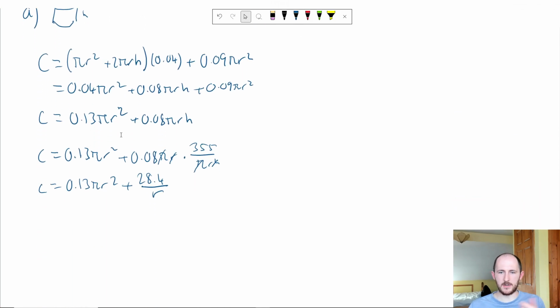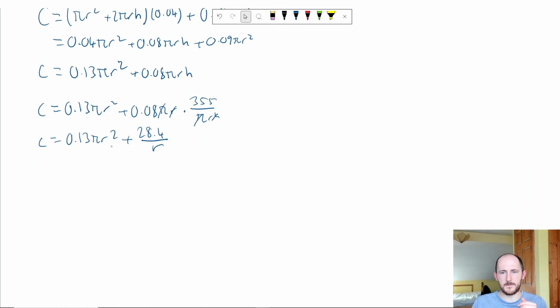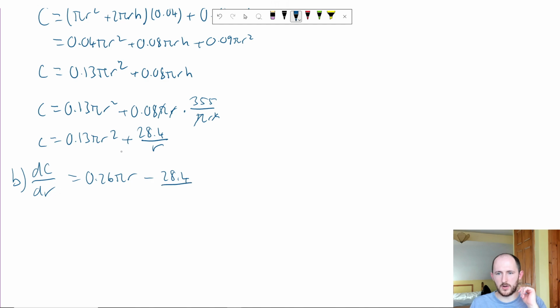Now on to part B and C and D. So differentiate equal to 0. Cool. Yeah, part B. dC by dr, we get 0.26 pi r minus 28.4 over r squared. I took a bit of a shortcut there, see if you can work out how I did that. Move the r squared over.